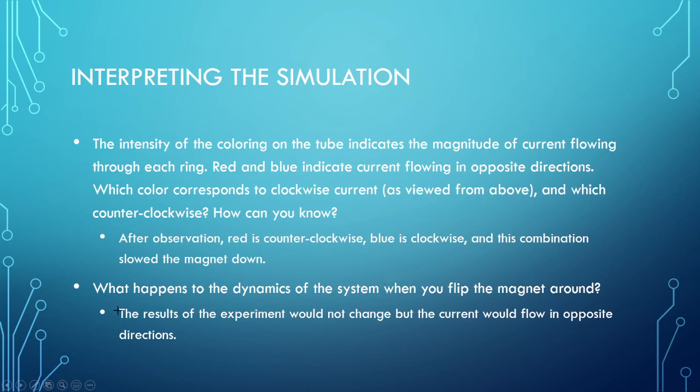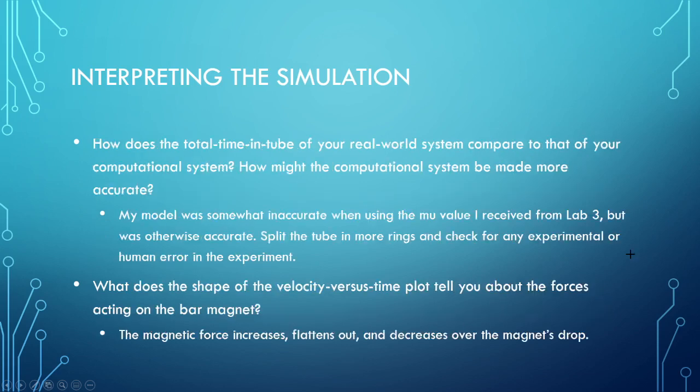What happens to the dynamics of the system when you flip the magnet around? The results of the experiment would not change, but the current would flow in opposite directions.